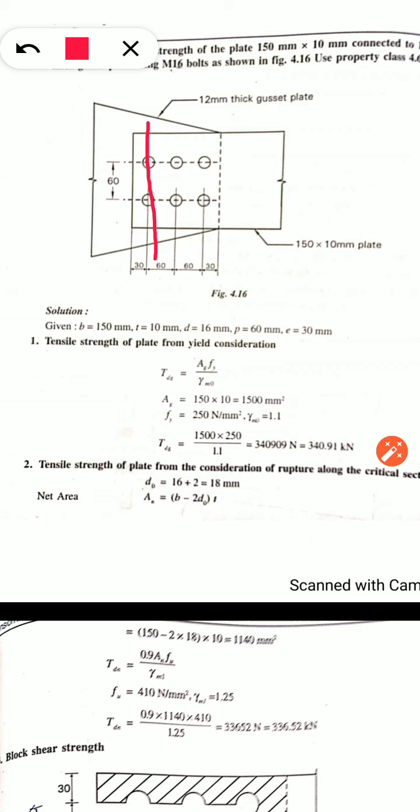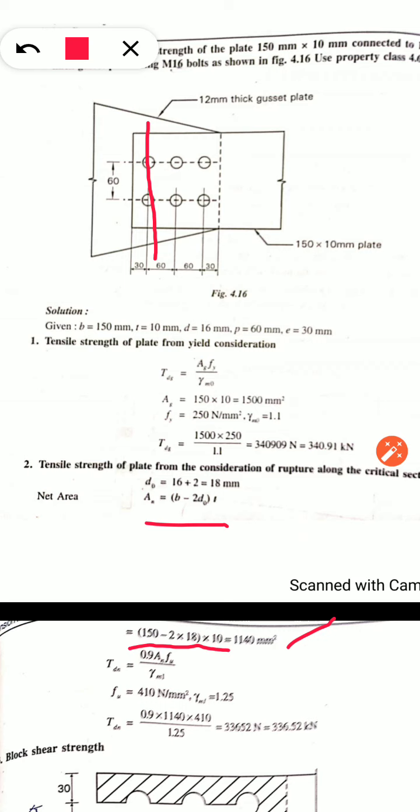So substitute here: b is 150, minus n is 2 into d0. d is 16 mm and d0 will be 18 mm, the bolt hole diameter. So (150 minus 2 into 18) into 10. So An we got 1140 mm square.